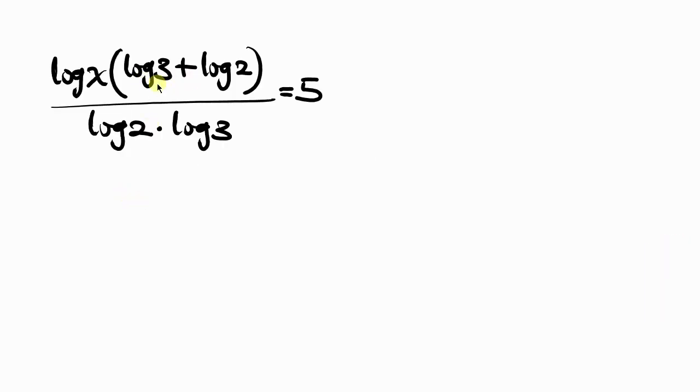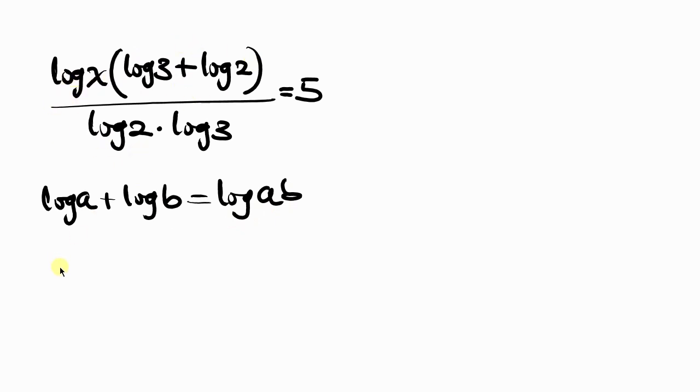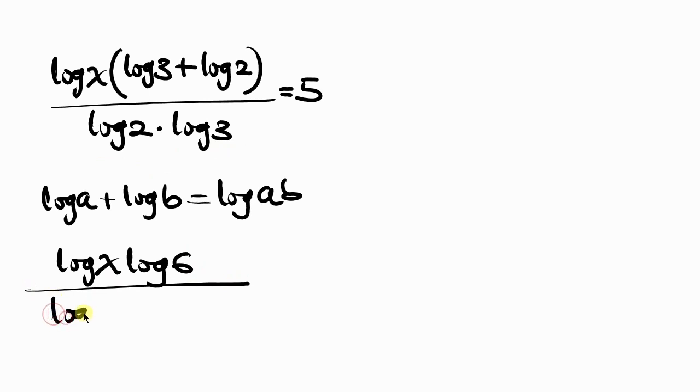Now on the numerator, we're going to apply the property of logarithm here. The property of logarithm that says that when I have log a plus log b, this is equal to log a times b. So we apply it here. Our expression now becomes log x times log, now watch, we're going to be multiplying 3 times 2, which gives us 6. All over the denominator, we have log 2 times log 3, and this is equal to 5.